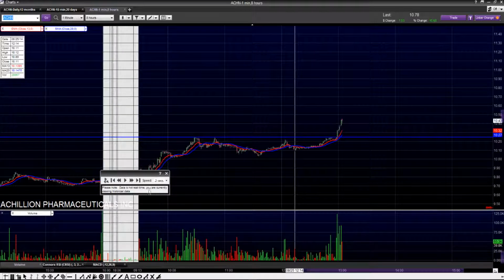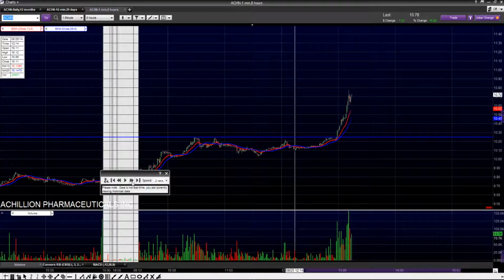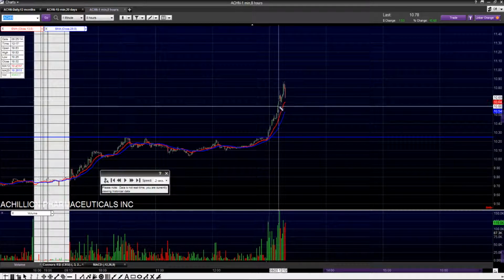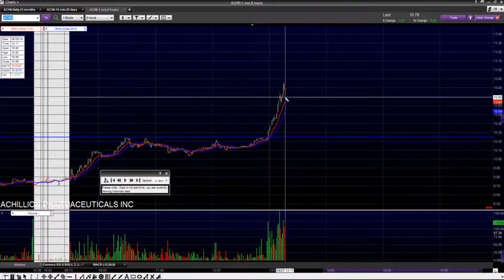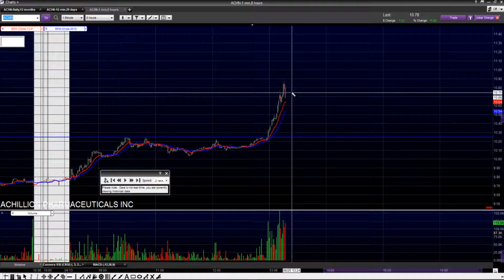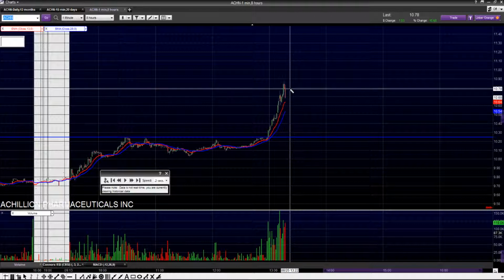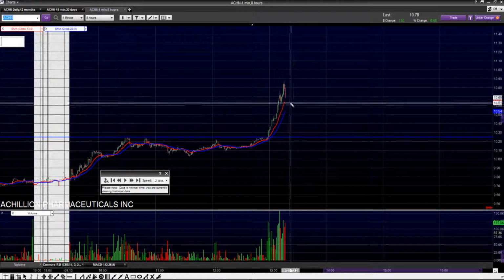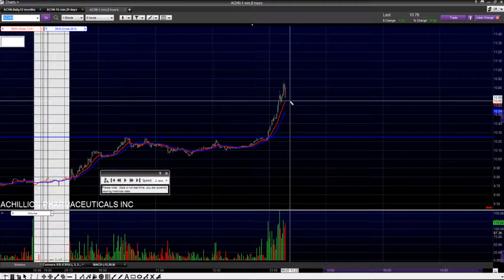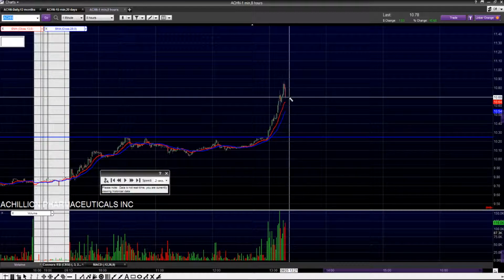So we'll fast forward a little bit more. And this is why the 13 EMA is so strong. You can see this pullback right here. I got out right in this area. I had to go do something. I didn't want to hold this any longer. I didn't want to risk it breaking through this line in case it broke the 13 EMA.